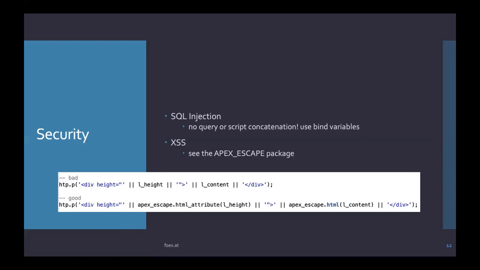So for HTML attributes, always use the HTML attribute function, and for the actual content, .html is part of the Apex Escape package. Even if you're sure that what you're inputting there is safe, it's always best practice to just escape everything. Always escape unless the content contains HTML, in which case you would break that. But as a rule of thumb, always escape, be on the safe side.